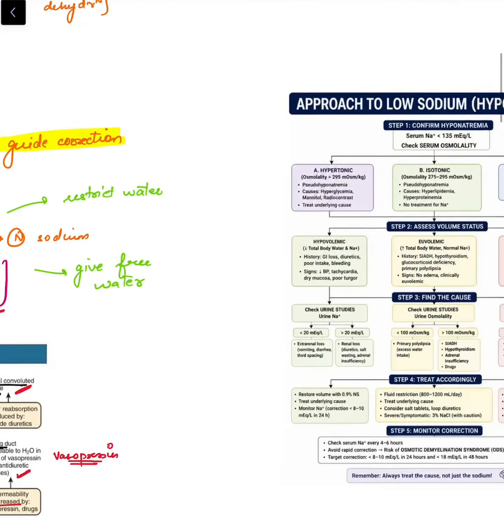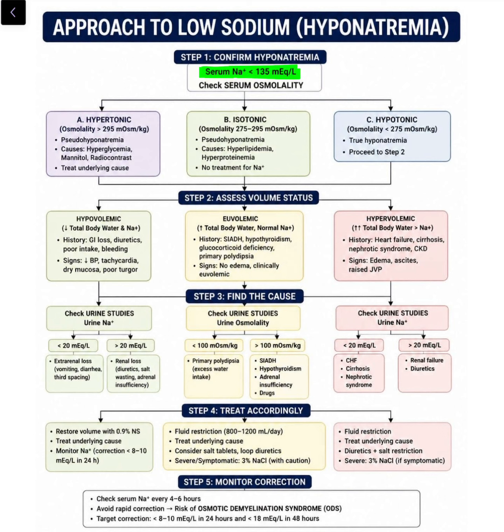So how would you approach hyponatremia? Whenever you see a patient, you will call it a case of hyponatremia when the serum sodium is less than 135 milliequivalents per liter. After checking the serum sodium, you need to check the serum osmolality.